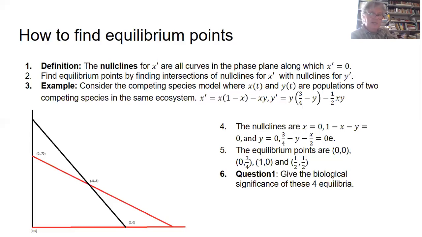Okay, so here's a phase plane, and I've put in black the x nullclines and red the y nullclines. Where the black intersects the red, that is an equilibrium point. And so we see there are four equilibrium points: (0, 0), (0, 3/4), (1, 0), and (1/2, 1/2). Of course, where two black lines meet, that is not an equilibrium point because that's just where two x nullclines meet. y prime is not zero at those points. And so the first module question is, give me the biological significance of these four equilibria.